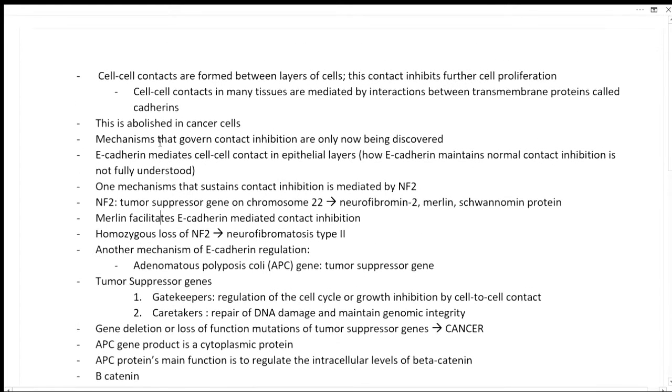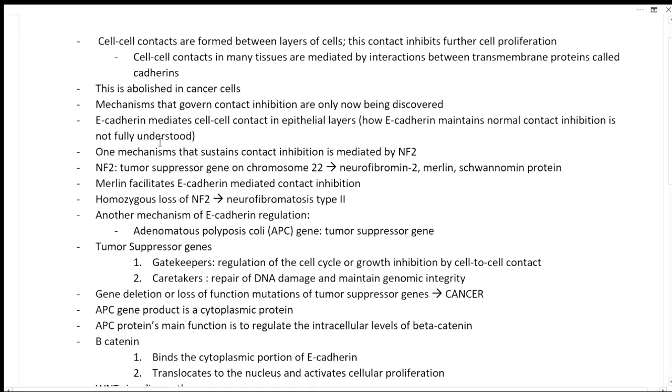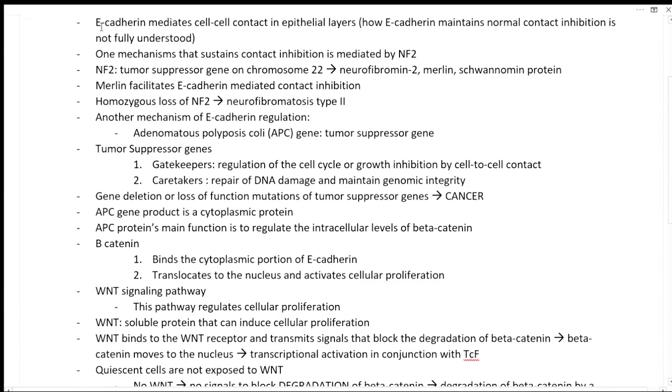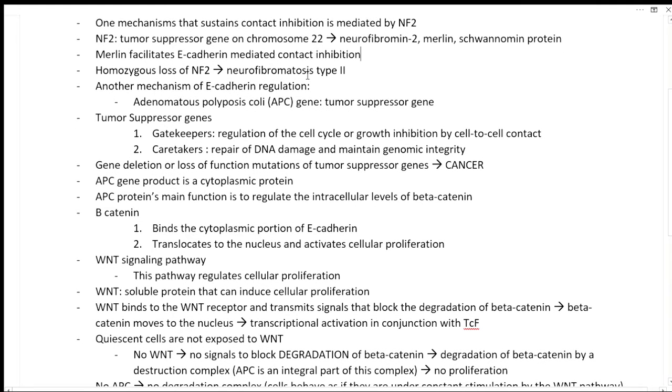So we said normally this is what happens, but in malignant cells, in cancer cells, we lose this cell-to-cell contact and contact inhibition. The mechanisms that govern contact inhibition are just now being discovered. Between epithelial cells, E-cadherin is what mediates the cell-to-cell contact, and how this protein maintains normal contact inhibition isn't fully understood yet. One mechanism that sustains contact inhibition is mediated by NF2.